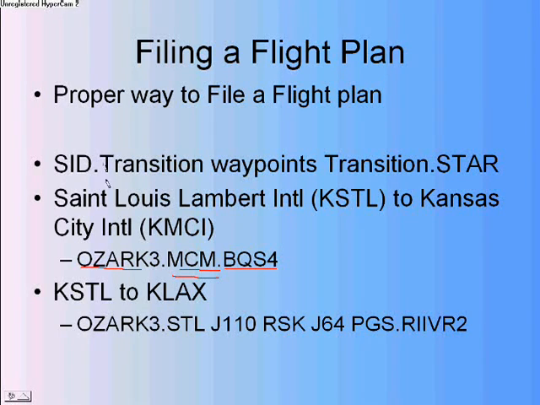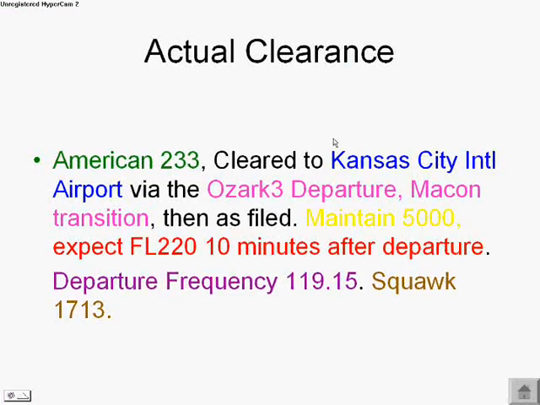This one is a longer one, so there will be waypoints in between. You have the Ozark 3 St. Louis transition, then the J110, RSK VOR, J64, then the PGS and River 2. These are your waypoints in between there. There we go, your waypoints, and then here's your SID and transition, and your STAR and transition.